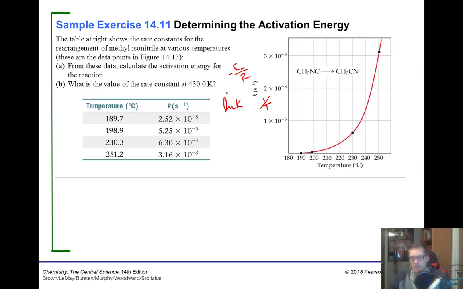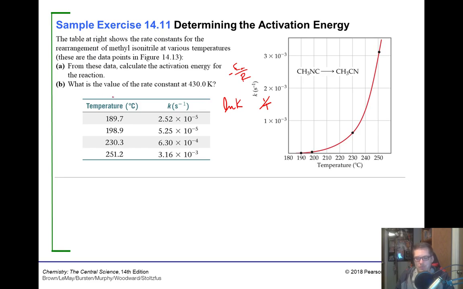We have to take the natural log and the inverse of all those temperatures, making sure these are in Kelvin, and then we graph it. We should be good, and we can multiply the slope by the negative R value, and we get the activation energy. And then B says what is the value of the rate constant at 430 Kelvin.